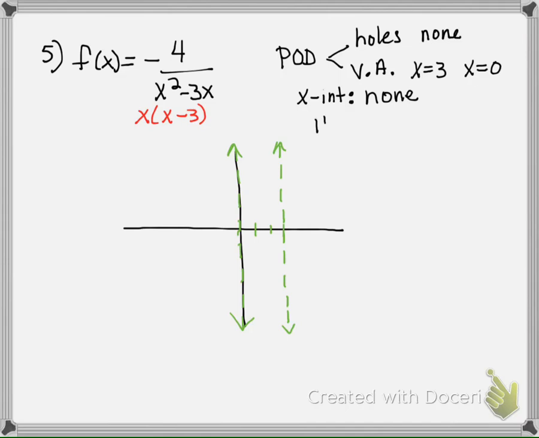And finally, let's talk about our horizontal asymptote. All right, degrees. Degree of the numerator: 0. Degree of the denominator: 2. Bigger than 0, right? Yeah. All right, so what's the rule? What is it? y is equal to 0. It's the x-axis, isn't it? Yeah. All right. So let's go ahead and draw that one in.